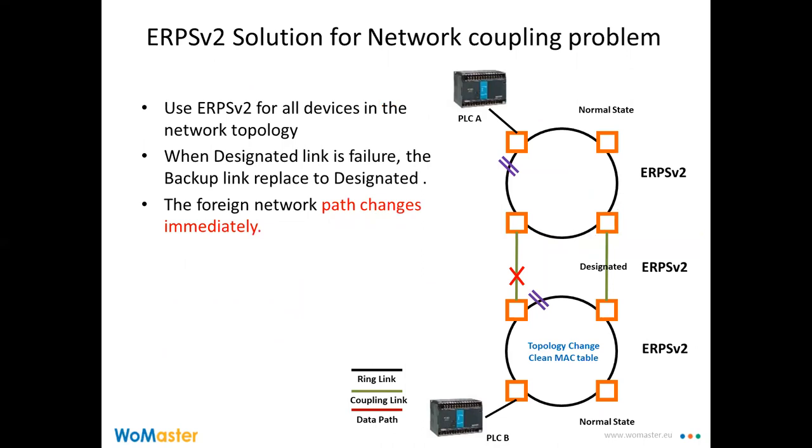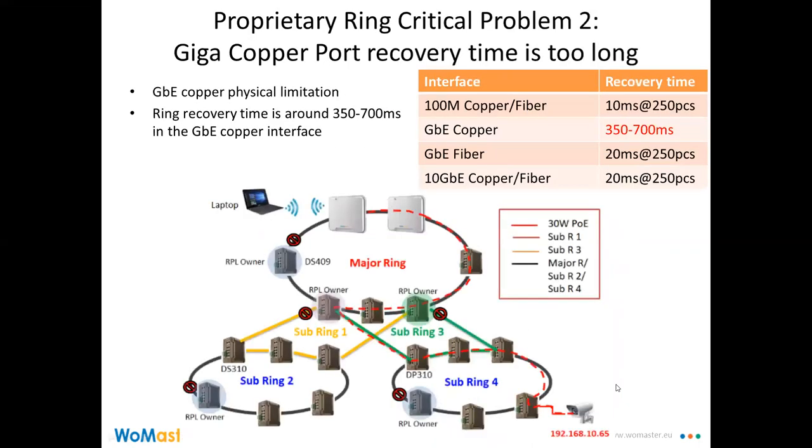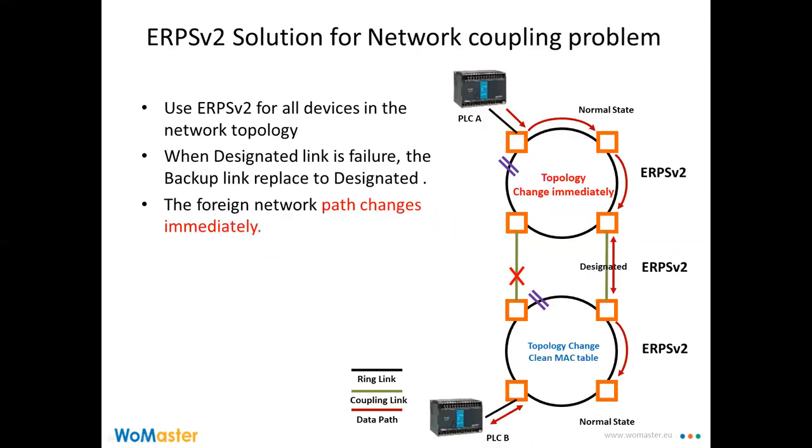The Womaster solution is to apply ERPS version 2 to all devices in the network topology. When the designated link fails, the backup path takes its place as the designated one. But you can notice in the top part that the forwarding path changes immediately. So the traffic from PLC-A to PLC-B very quickly changes to the backup path, goes through the right path to PLC-B. So this is almost seamless.